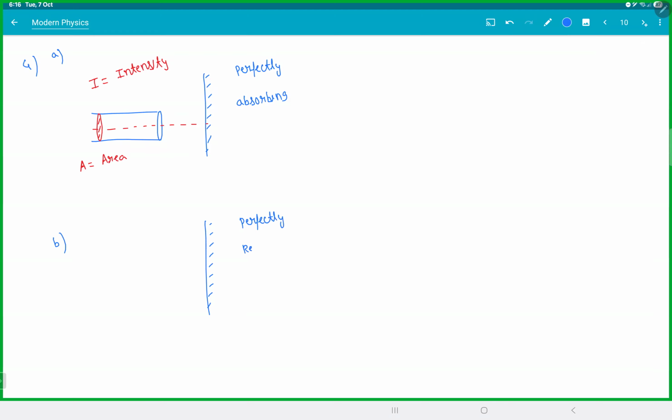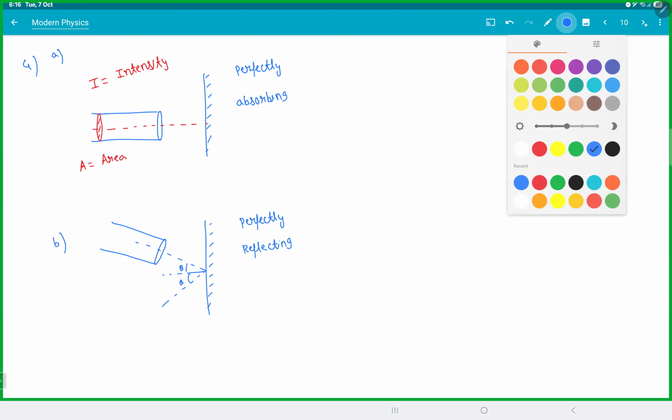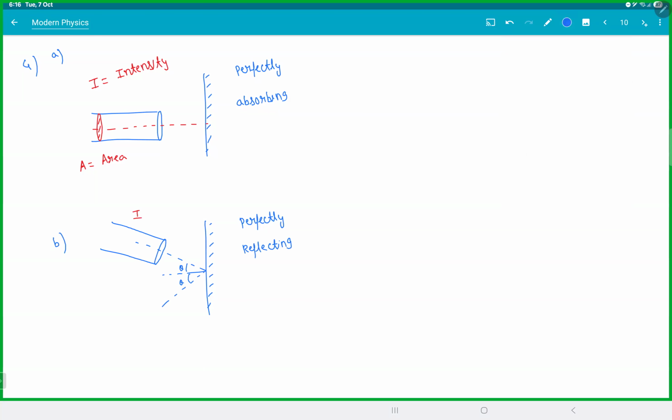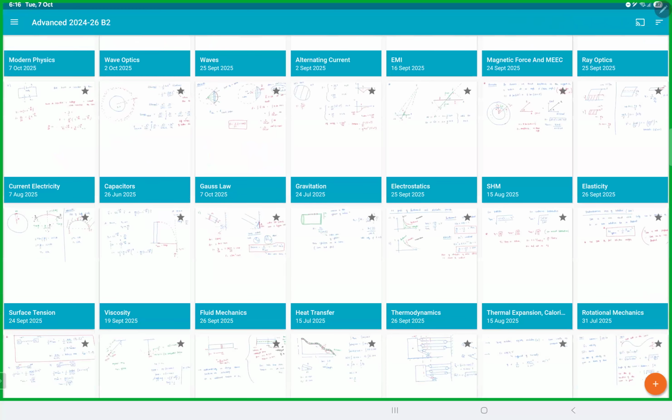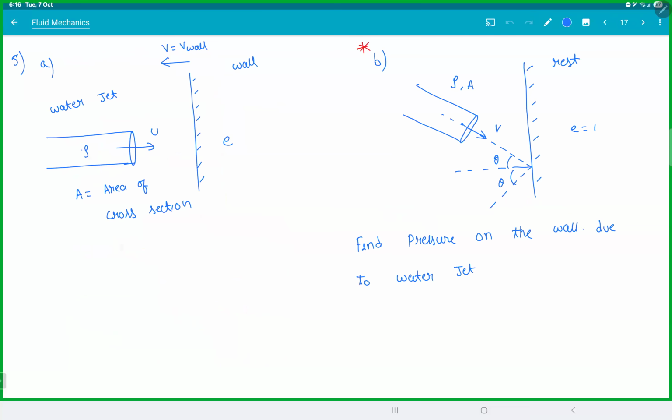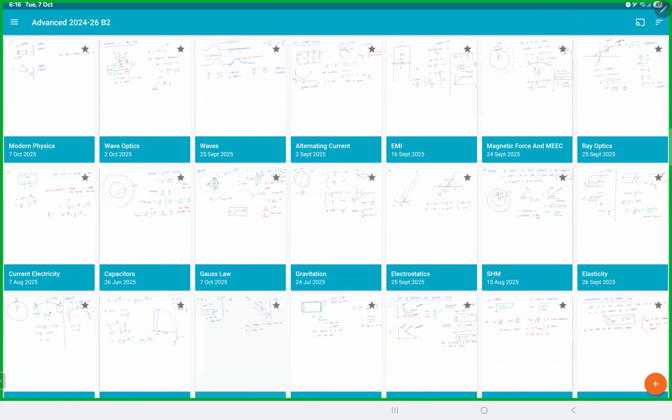This is perfectly reflecting. It's sitting at an angle and bouncing off. Find the pressure and the force acting on the wall. If you see this, in fluids, that's the exact same question. Say the wall is hit by a water jet at an angle. So instead of water jet, we made it a light beam.